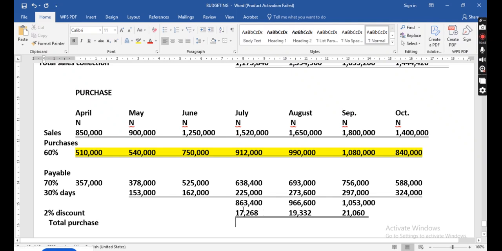So let's just continue like this, so that we'll not waste time on this purchase. We'll come back to it probably before we prepare the budget. Something will come up again, right? So let's just charge 2% of 863,400, 2% of 966,600, 2% of 1,053,000, right? So let's just leave it like this, class.